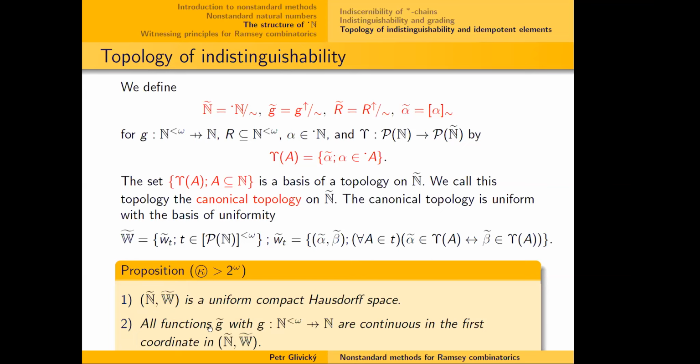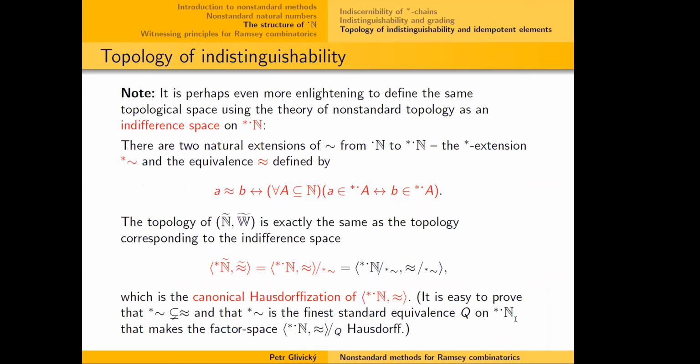And another important thing is that all the factor functions created from the graded versions of the original functions are continuous in the first coordinate with respect to this topology. So not continuous in all of the coordinates, just in the first one, but it will be enough for everything we need. Okay, again, the proof of this isn't that hard, but I don't have time to do it here. Instead, I will give a quick note of the alternative definition of the same topological space, which can be done completely in the non-standard way, which is maybe more enlightening if you know some non-standard topology.